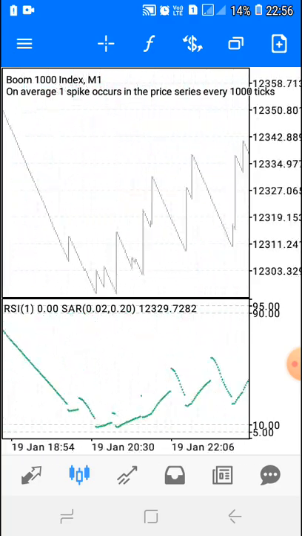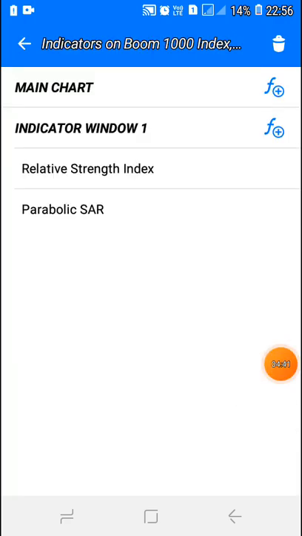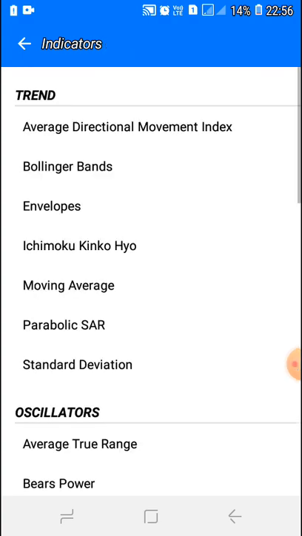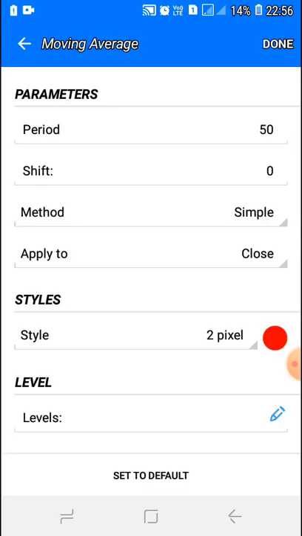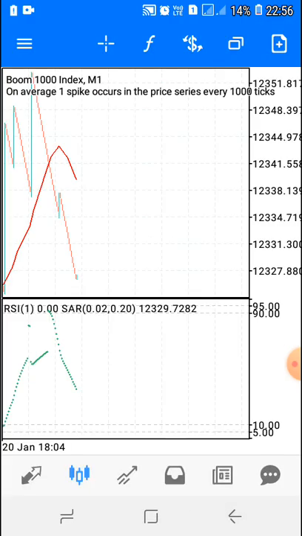So the next indicator you need for the strategy is your moving average. What you're going to do is add this moving average to your main chart. Click on the F plus button, main chart, moving average. Make sure that your parameters are like this. The period should be 50, shift 0, method simple, apply to close, style 2 pixel red, levels none. Okay, style 1 pixel gray. So this is how it's going to look.